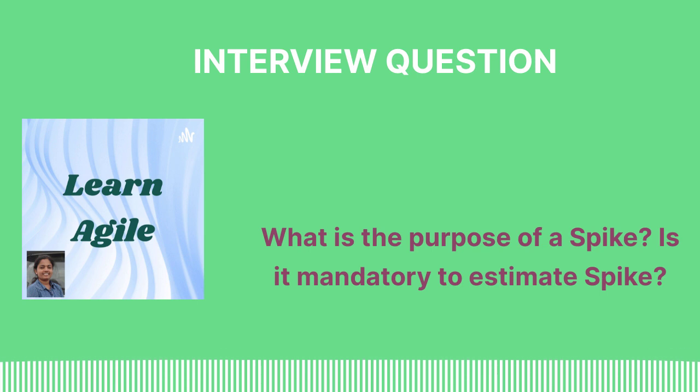Second part of the question is, is it mandatory to estimate a spike? Definitely we cannot even estimate. Why? When we can estimate, we should have complete clarity. Estimation generally happens in the refinement meeting. What we do in the refinement meeting, we generally try to clarify, ask more questions, try to identify the dependencies, try to identify the risk.